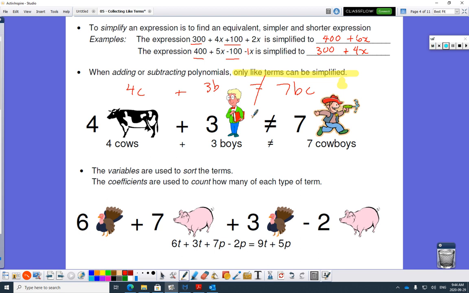So, the variables are used to sort the terms. The coefficients are used to count them. So, in math, this line would say 6t plus 7p plus 3t minus 2p. This is so good an example right before Thanksgiving here, right? Coming up. Turkey, ham. But if you're a farmer counting up what you had, you wouldn't combine turkeys with pigs. You'd say, oh, 6 turkeys and 3 turkeys, that's 9 turkeys. 7 pigs, subtract 2 pigs, that's 5 pigs. You put the same type of stuff together. That's why we need the same variables with the same exponents. Same type of stuff.